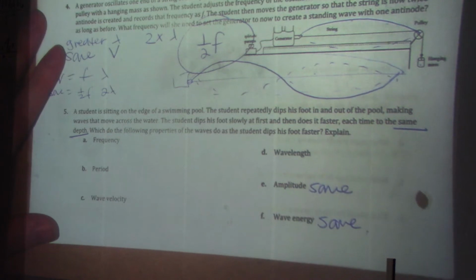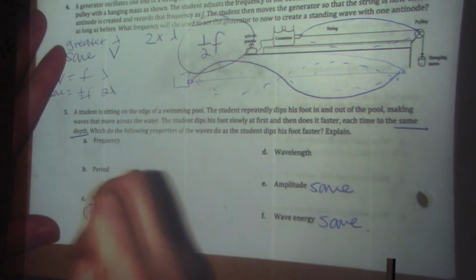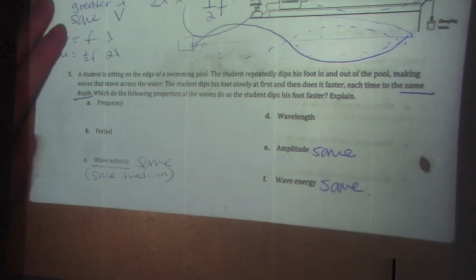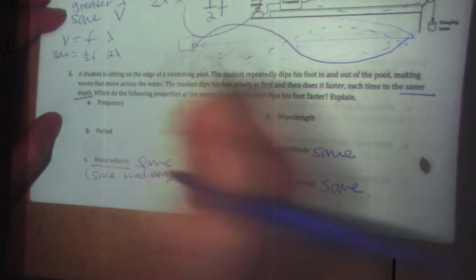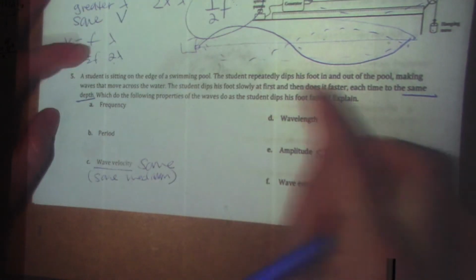The other thing that I know is going to be the same is the wave velocity, because wave velocity depends on the medium and we have not changed the medium. Still in the swimming pool, so unless the temperature of the swimming pool significantly changed during this time, the wave speed will be the same. Now let's talk about what it is that you are actually changing.